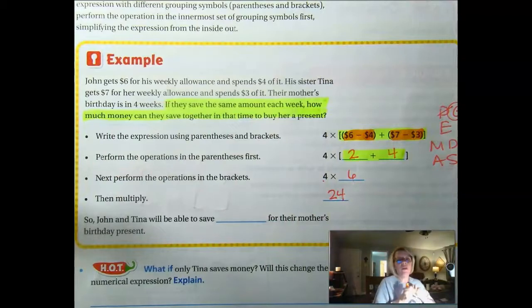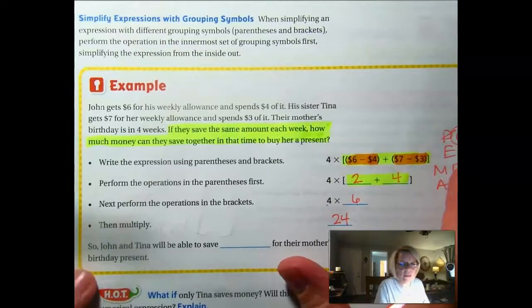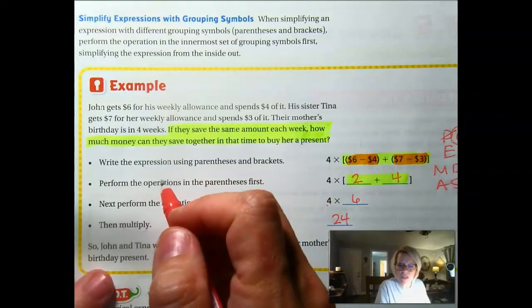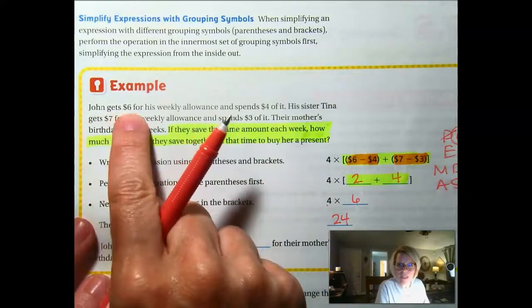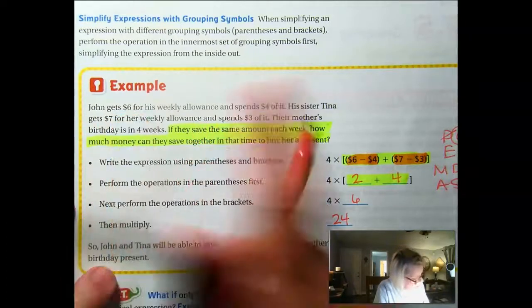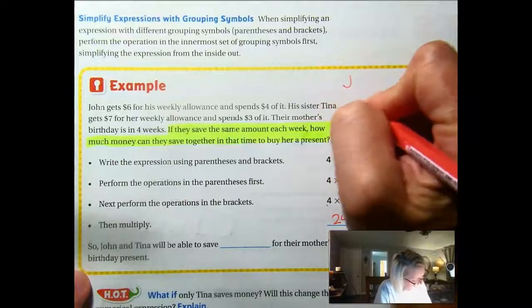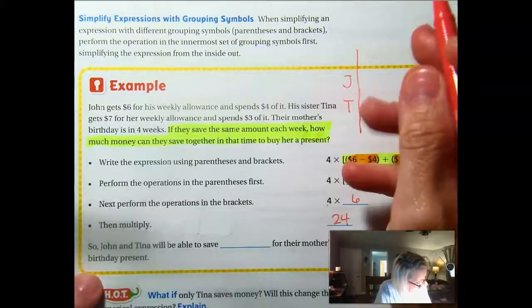Again, I'm really big on strip diagrams. I love strip diagrams. I'm going to show you how you could diagram this out because it looks a little confusing. If you didn't have this laid out for you, a lot of folks just kind of give up on that, but I don't want you to give up. So let's see what John does weekly in 1 week. Let's set this up like this. Here's John. Make a strip bar. Here's Tina.